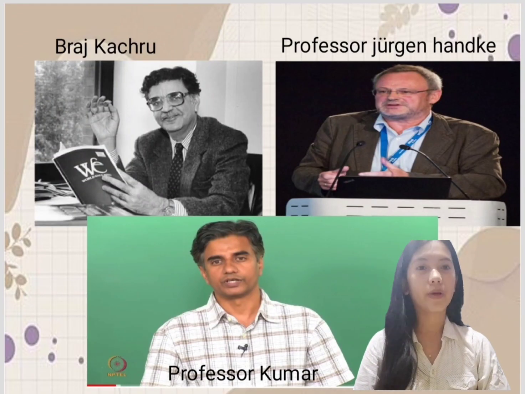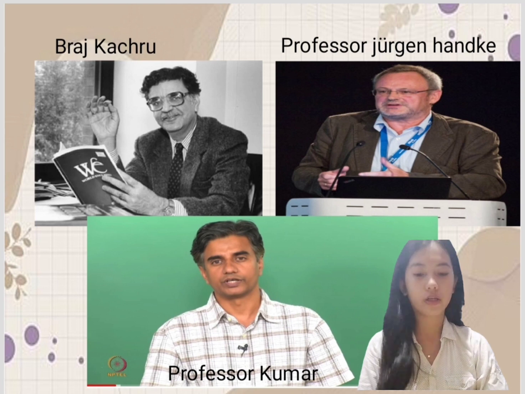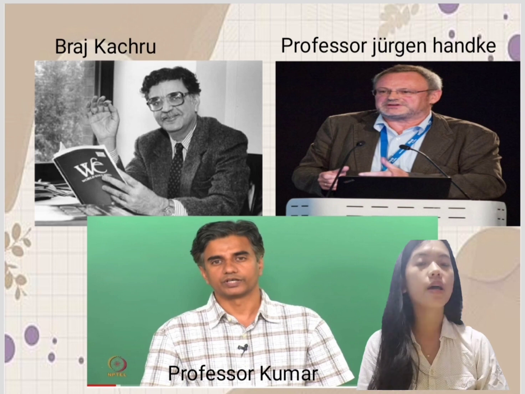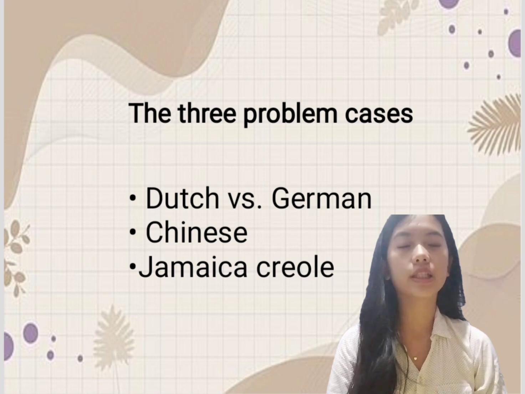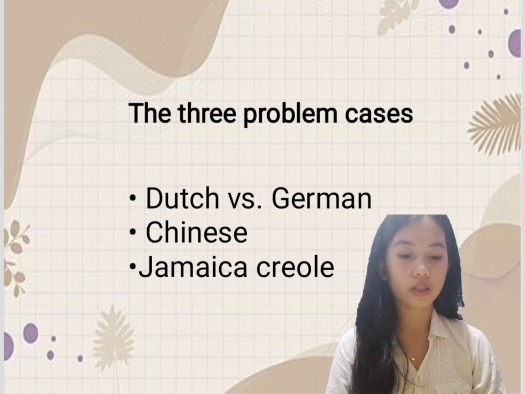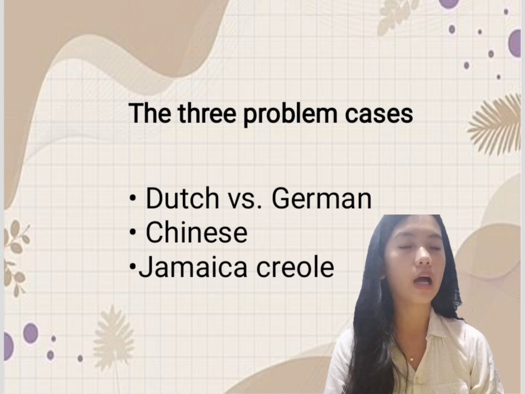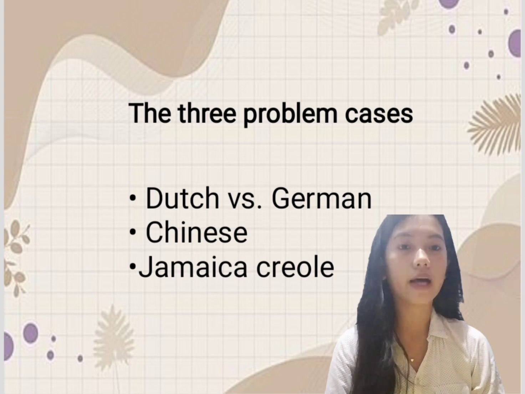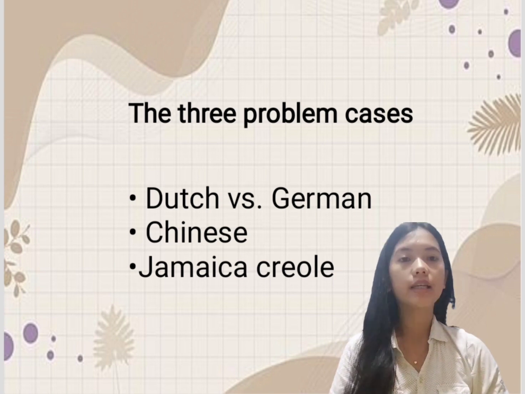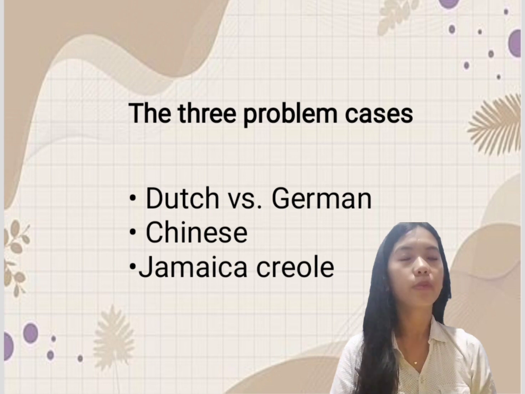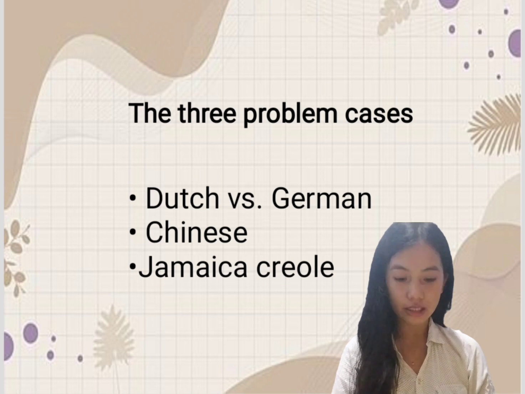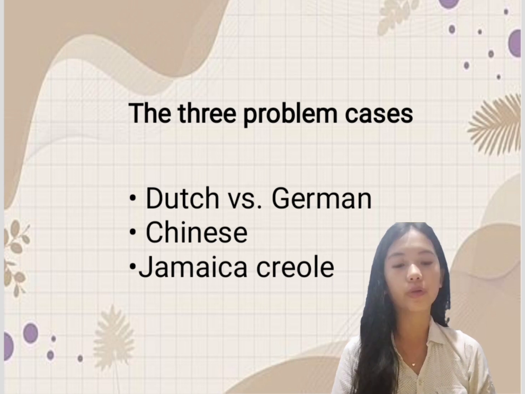Let's move on to the two perspectives coming from native and non-native speakers. Let us see if they have the same or different concepts looking into language, dialect, and variety. The first one is Professor Georgine Hanke. One of the most difficult theoretical issues in linguistics is to distinguish between language and dialect, or language and varieties. He first identified the problem cases: Dutch versus German, Chinese, and Jamaican Creole.